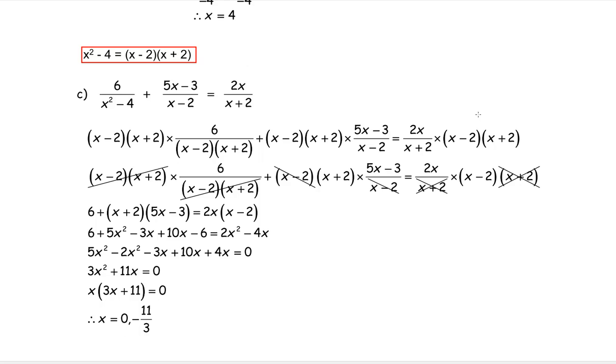And then also we have to set the 3x plus 11 to 0. So when we do that, I subtract 11 from both sides. So 3x would equal negative 11. And then we divide out the 3. And so negative 11/3 is the other solution.